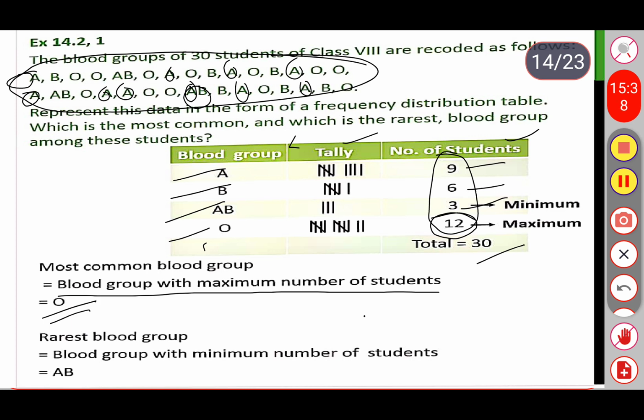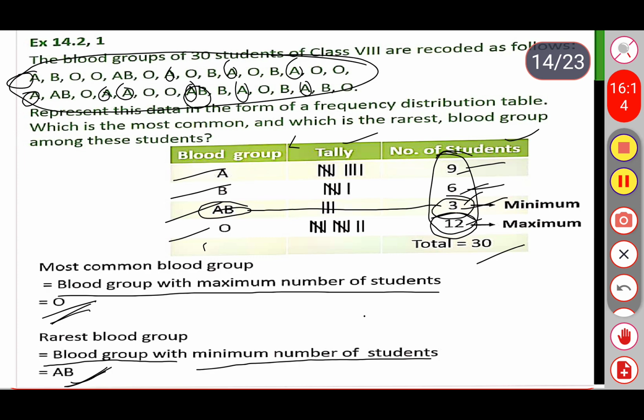Next one, rarest blood group. It is the blood group with a minimum number of students. Here you are observing 9, 6, 3 and 12. So which is the least number here? 3 is the least number. So 3 is the least number means only 3 students are having their blood group as AB. It means the rarest blood group is AB. Most common blood group is O and rarest blood group is AB. So this is the answer of the first question.